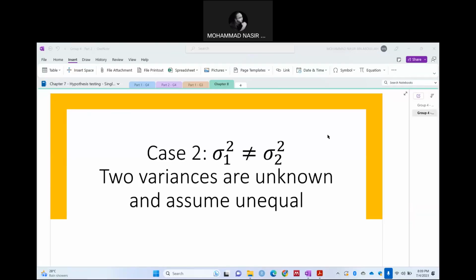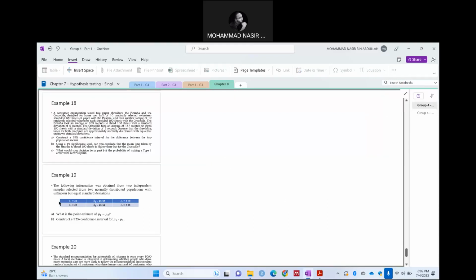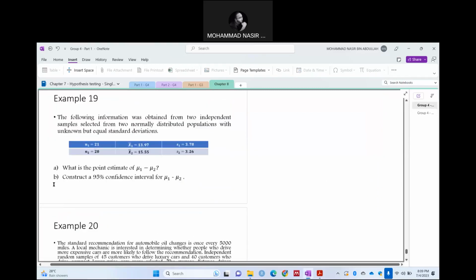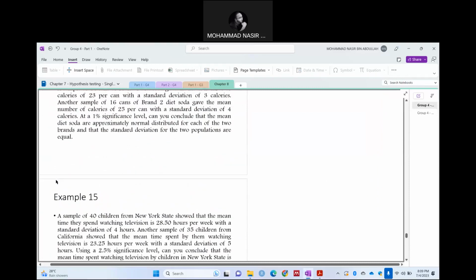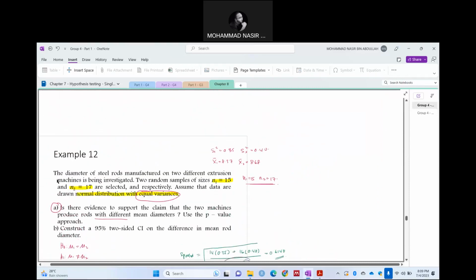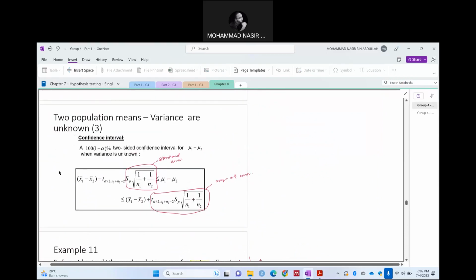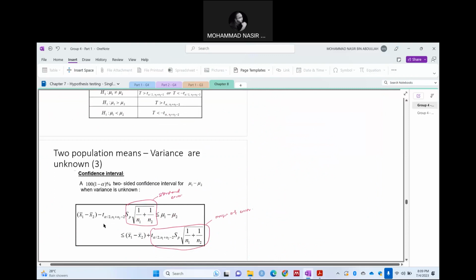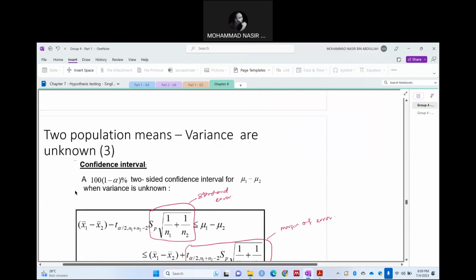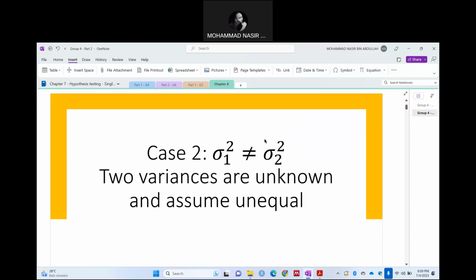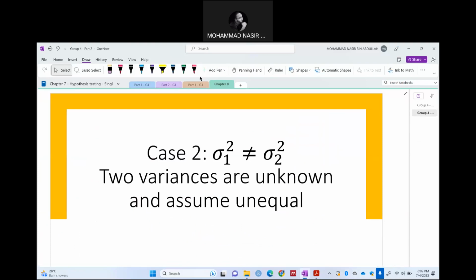Right, last class kita tengok until unequal variance. Population variance unknown, and where we have condition variance is assumed equal, right? So yesterday kita tengok variance assume equal for unknown variance. So the formula will be we need to multiply with pool standard deviation, right? For yesterday, kan? So for today, we're going to look into another condition where the population variance unknown, right?